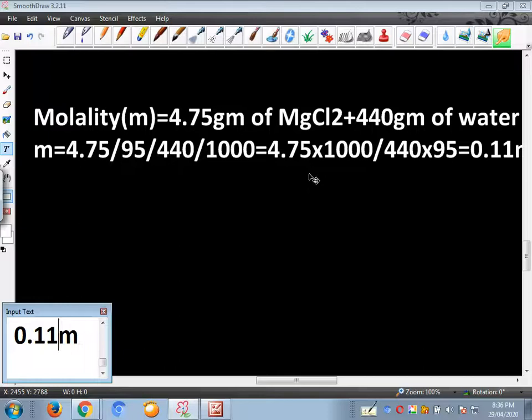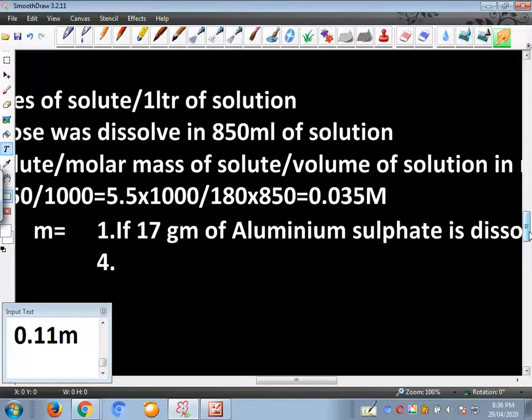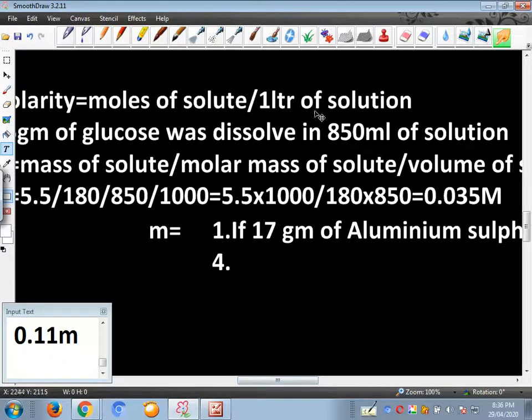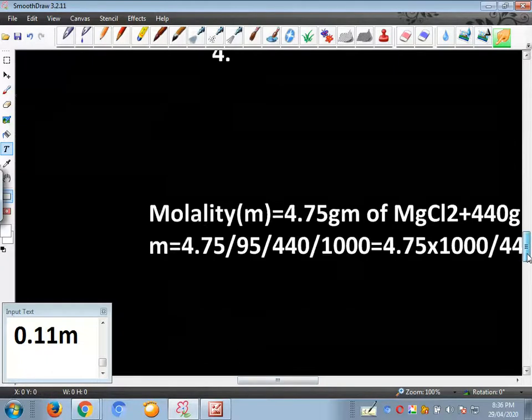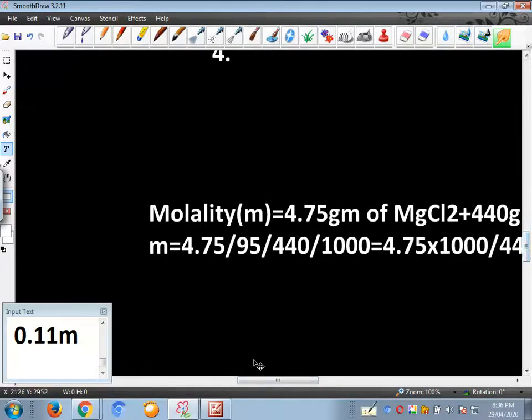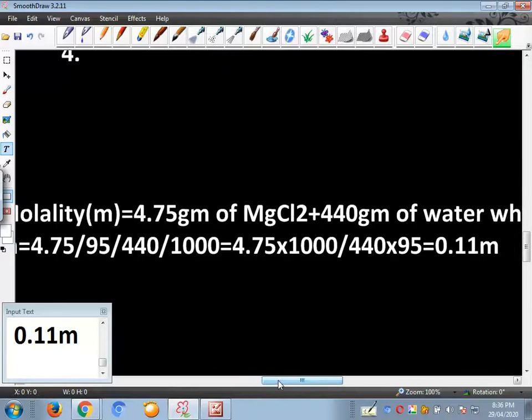So I think you understood the concept of molarity and molality. What is the difference? Molarity is always represented by the symbol capital M, and molality is represented by the symbol small m. The formula for molarity is the amount of solute present in 1 liter of solution, whereas molality is the ratio of the amount of solute present in 1 kilogram of solvent. Please see the differences, and there are different examples you can solve from the different types of problems given in the textbooks.